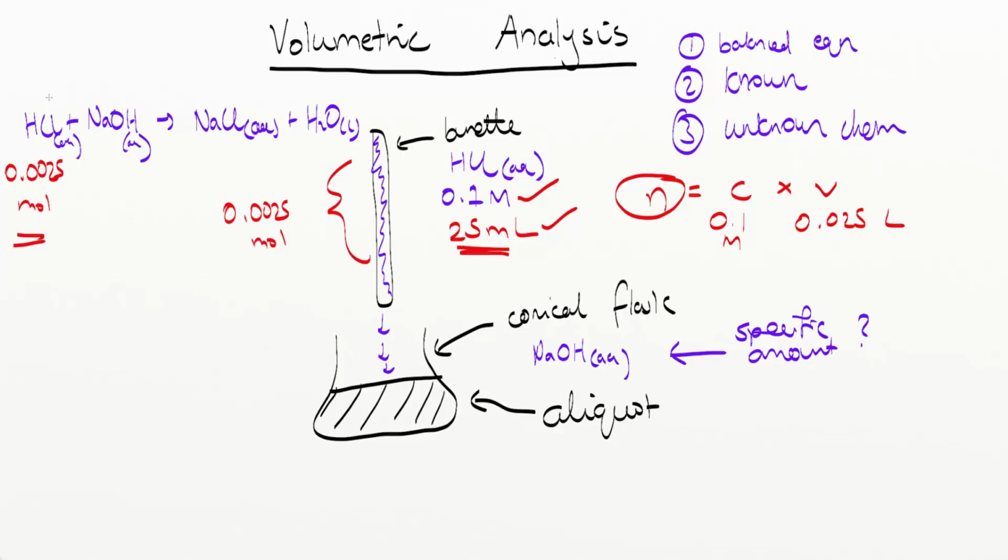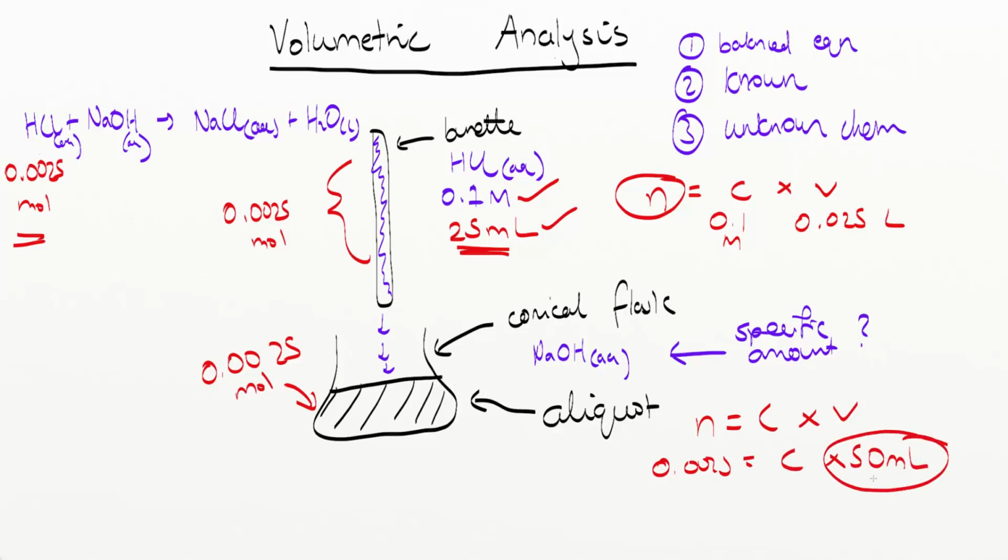This equation says there's a 1-to-1 ratio between hydrochloric acid and sodium hydroxide, which means there must have been 0.0025 moles of sodium hydroxide in this jar. And there we have it. If you then measure the volume, you could find the concentration. Remember, n equals c times v. We know there was 0.0025 moles, and we know the volume. Let's say the volume was 50 mils, for example. Then we can find the concentration by dividing this by 0.05 to get the concentration in moles per liter.